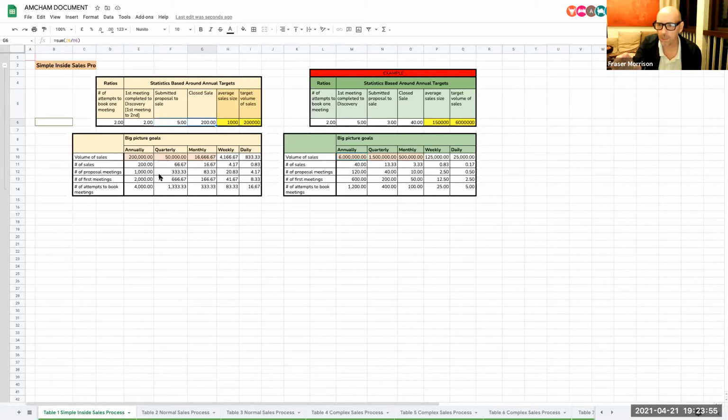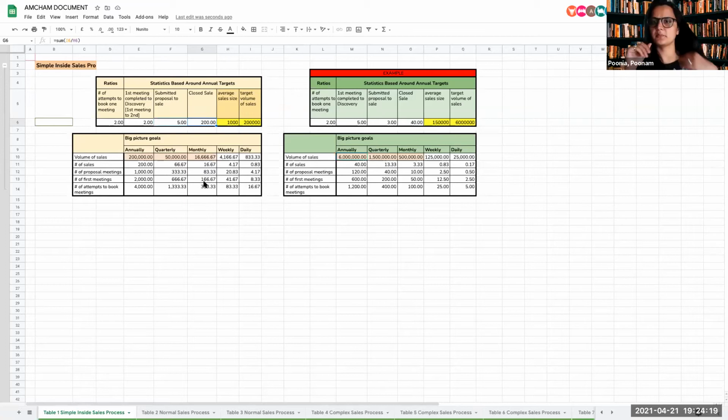That means they have to submit 1,000 proposals in a year. So if you own the business, if you're in management, and your business doesn't submit 1,000 proposals, you've got a problem. On a monthly basis, they need to do 166 first meetings. What happens if they only do 80 first meetings this month? They won't meet monthly target.